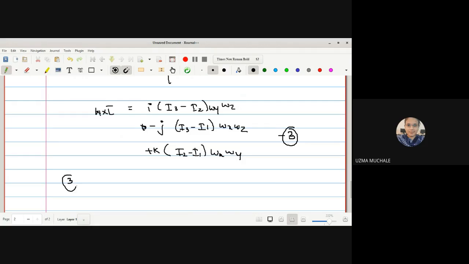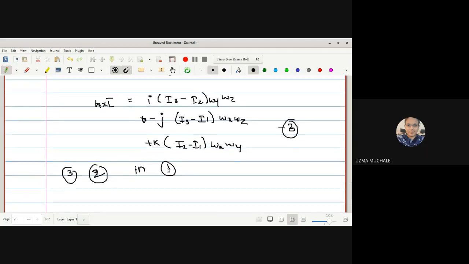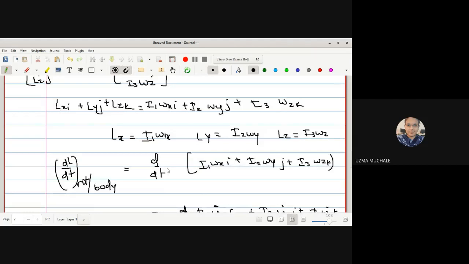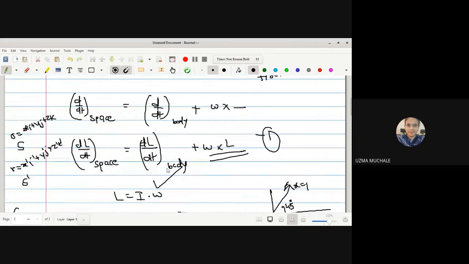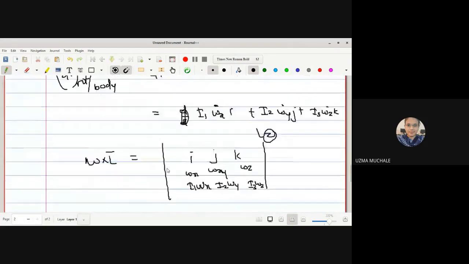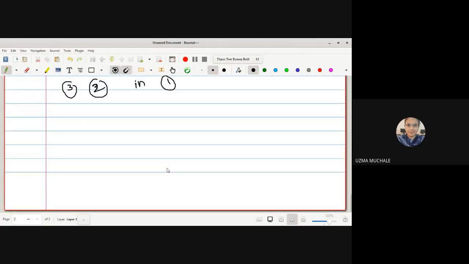Now this is our equation number 3. Now what do we have to do? We have to use equations 3 and 2 in equation 1. You can see what our equation 3 is, this one. In equation 2, we have obtained the value of dL/dt body set of axis. We have to use this in our equation 1. Since we are finding the equation of motion, we are making use of dL/dt.